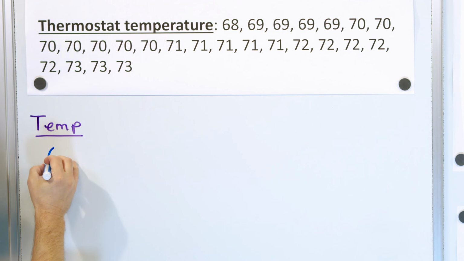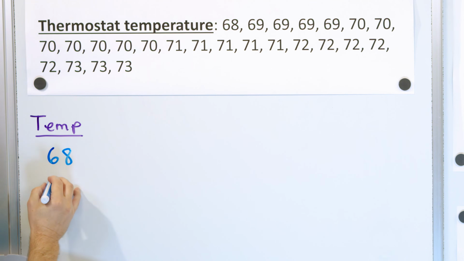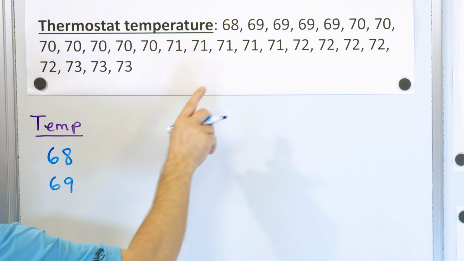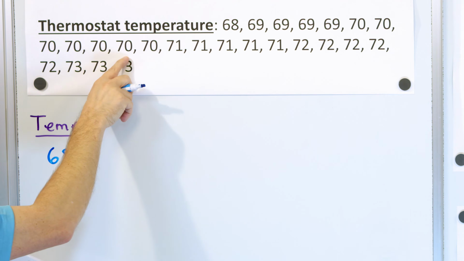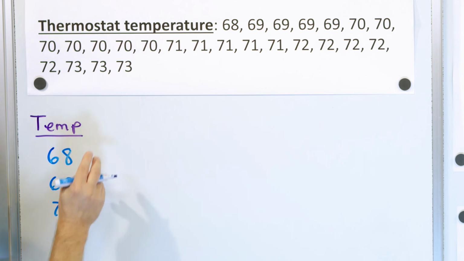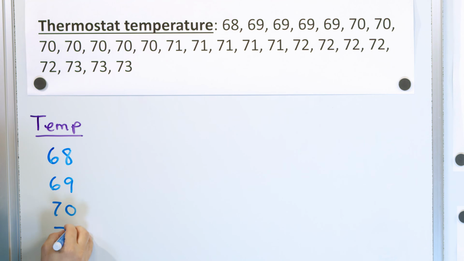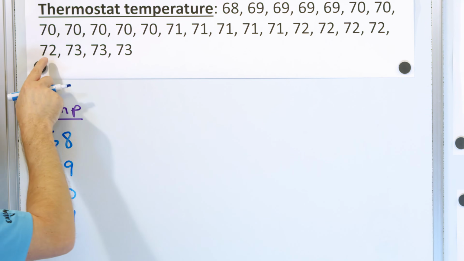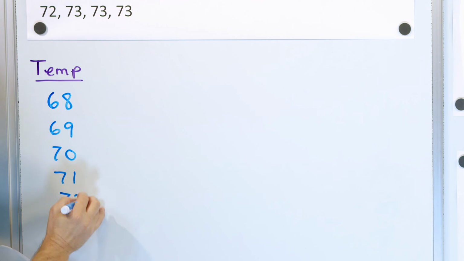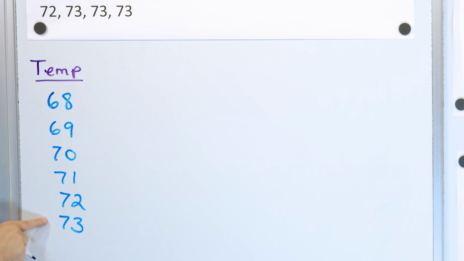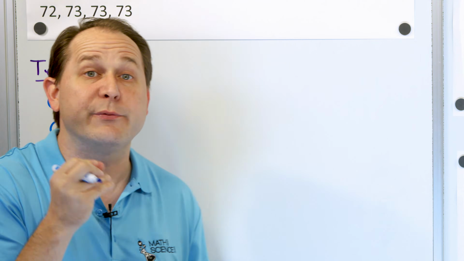So all of the numbers that go in the temperature column are all of the temperatures that we got for answers. So some people wanted 68 degrees, right? Some people wanted 69 degrees, right? Some people wanted 70 degrees right here. Some people wanted 71 degrees. Some people wanted 72 degrees. And finally, some people wanted 73 degrees. So in the temperature column, we're just listing all of the unique responses.